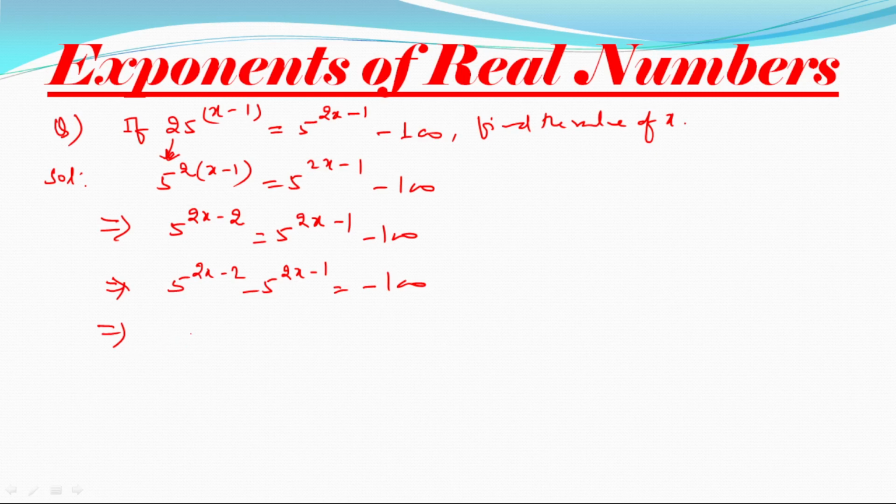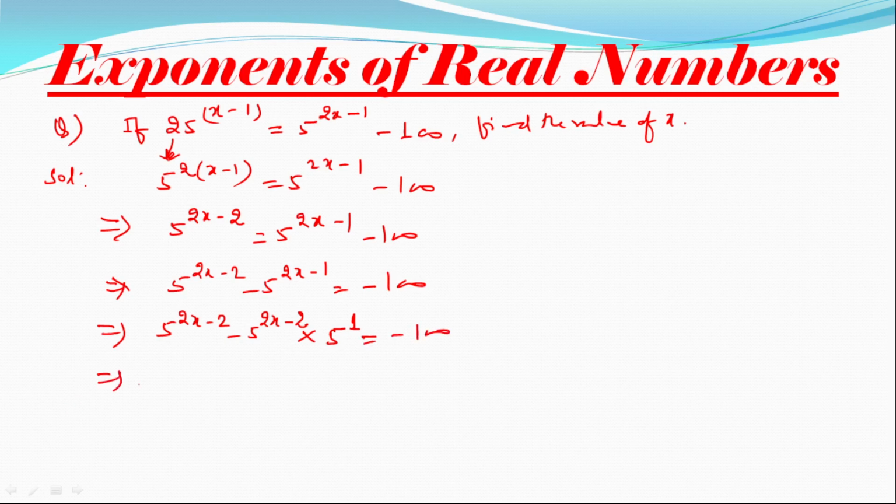Now we can write as 5 to the power 2x minus 2 minus 5 to the power 2x minus 1, or we can write this minus 1 as 2. So what we have to write? We have to multiply with 5. So 5 to the power 1. If 1 is available here, then it will become what? 2x minus 2 plus 1. Sorry. Yes, 2x minus 2 plus 1. Okay. So 2x minus 1 it will come. So we need to multiply. So this has become minus 100.